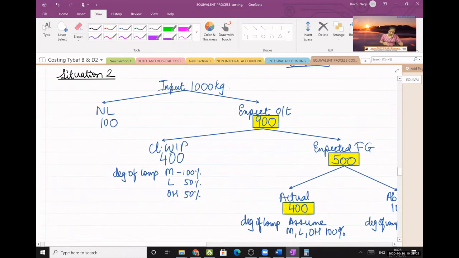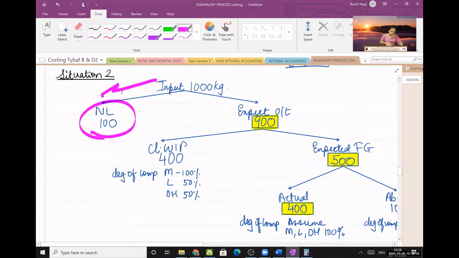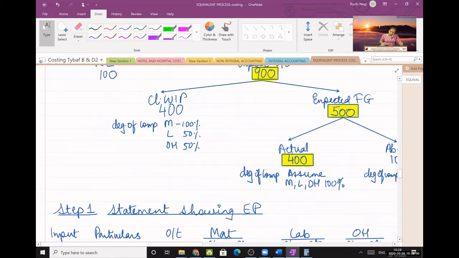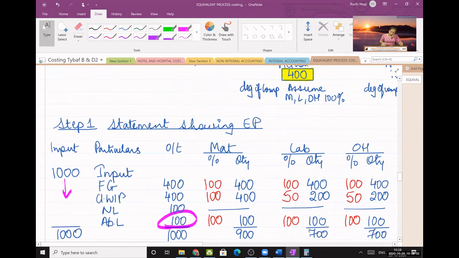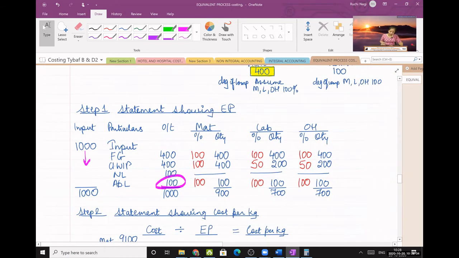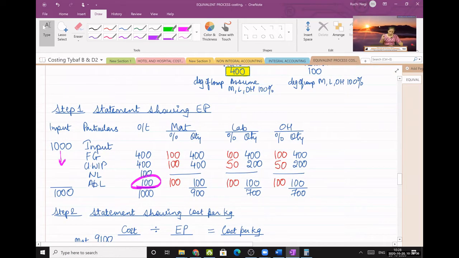equivalent process costing. But if you look at normal loss, it is a part of input raw material, not a part of expected output. Got the difference? Understood? Don't mug it up. Is it clear to everyone why I am not calculating the degree of completion for normal loss, and for abnormal loss I am calculating it? Is it clear? Just acknowledge it in the chat box.